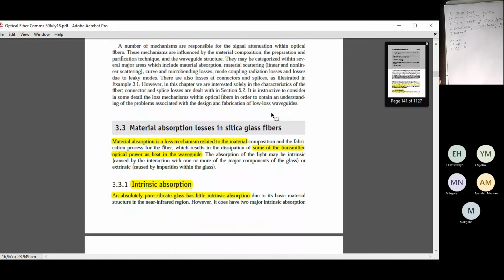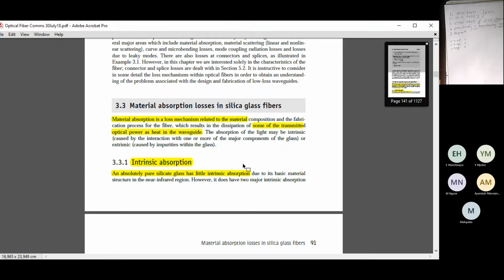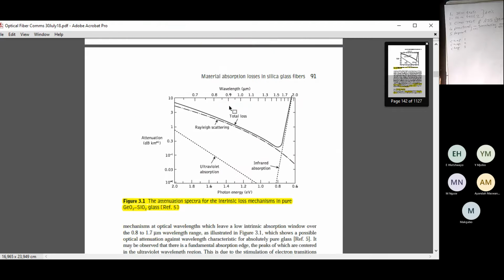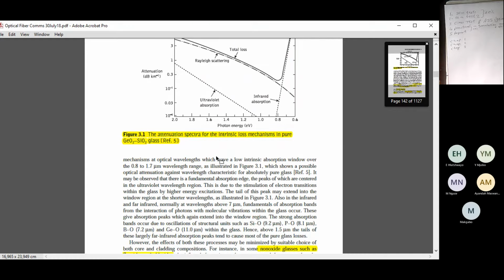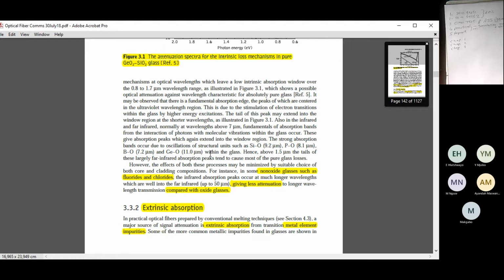Right, material absorption losses, intrinsic absorption. I'm going to talk about that. Intrinsic absorption is absolutely pure glass with very little intrinsic absorption. There's no water in it and there's no intrinsic absorption really, but it's never pure. So the impurities, and you can read this paragraph, it will tell you about those impurities and how it works and what happens. But they are always oxides, fluorides and chlorides in glass, and glass is never pure.